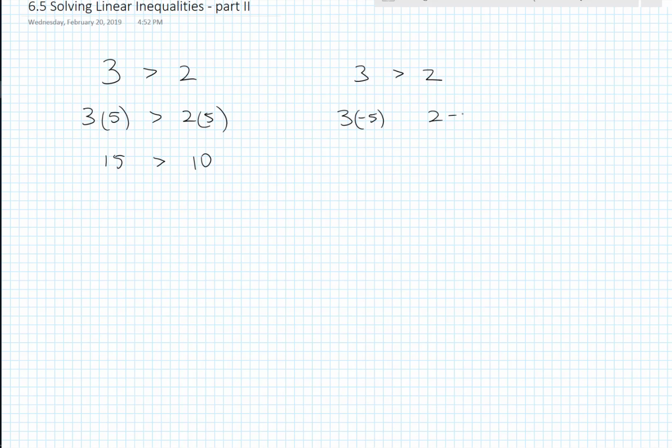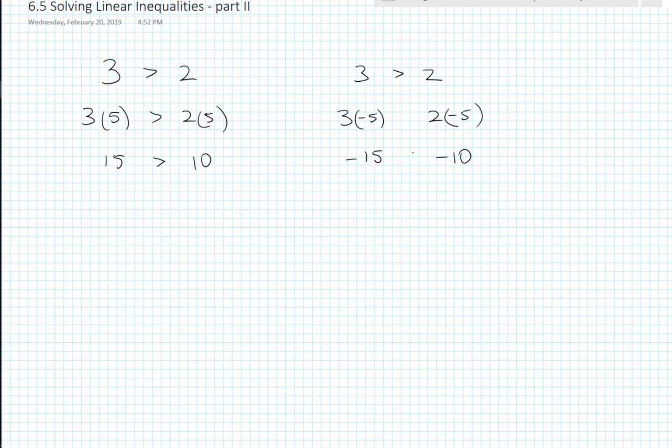So now, on the left, I have 3 times negative 5, which is negative 15. And on the right, I have 2 times negative 5, which is negative 10. So is negative 15 greater than negative 10? No, in fact, it is less than. And if you are ever confused, especially with negative numbers, always think of less than as to the left of. So on a number line, negative 15 is to the left of negative 10.